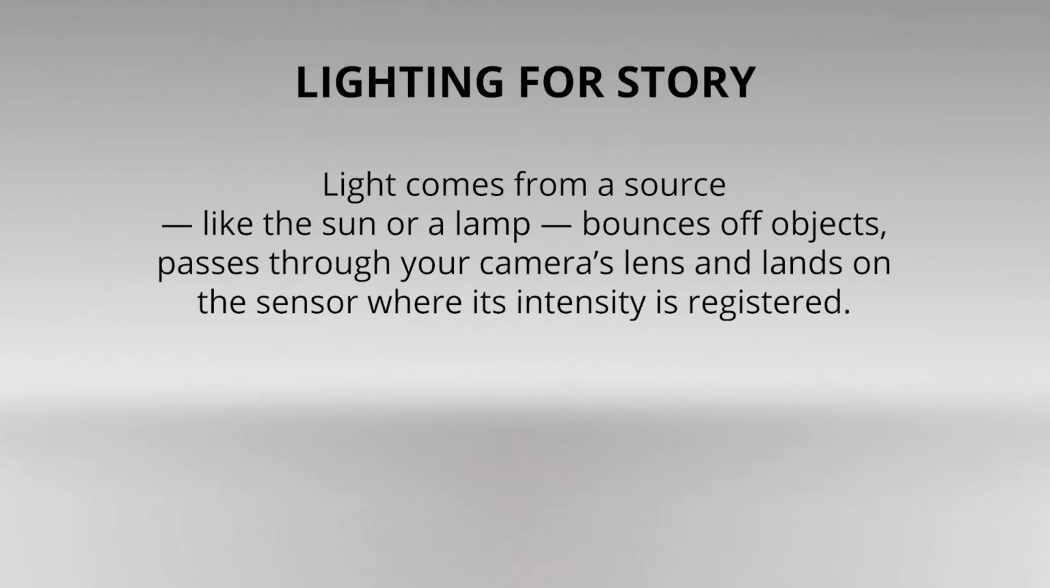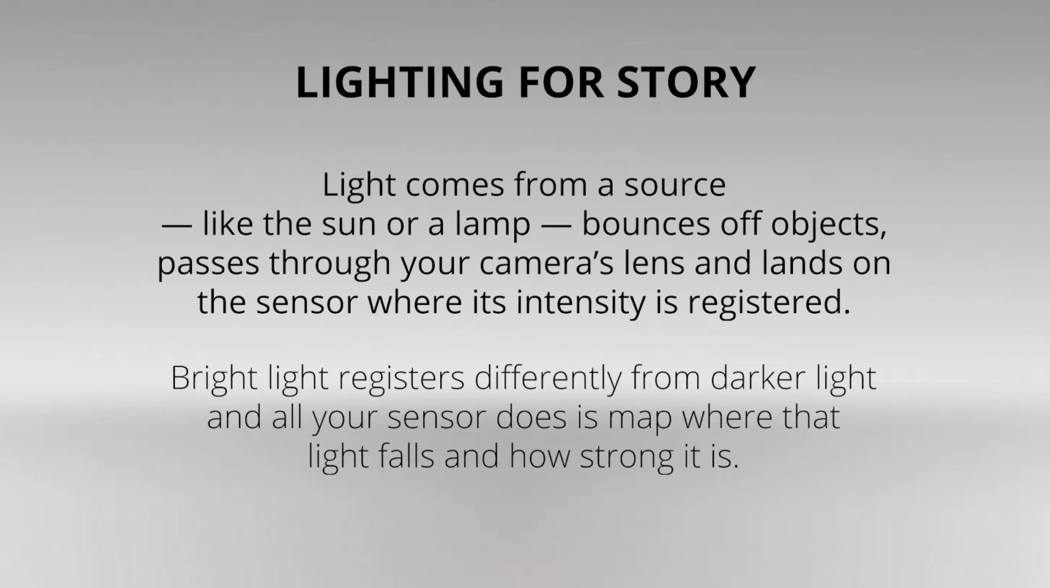Light is so important to video. One can spend their whole lives doing nothing but trying to figure out what light to put where in order to create a mood in an image. Light comes from a source, like the sun or a lamp, bounces off objects, passes through your camera's lens, and lands on the sensor where its intensity is registered.